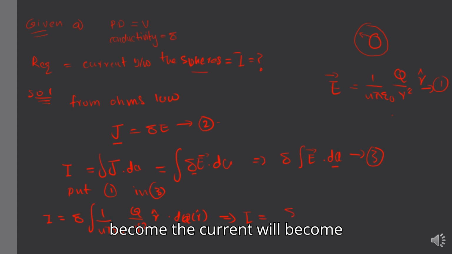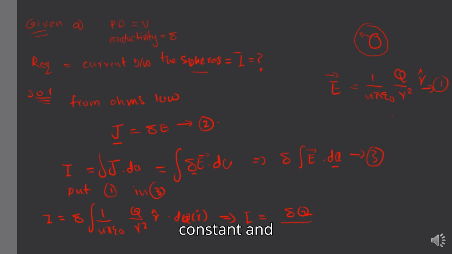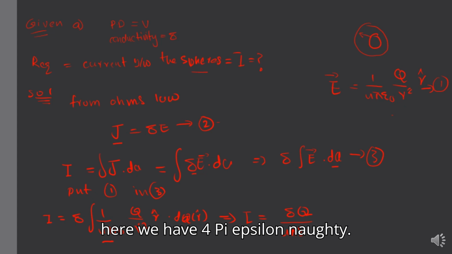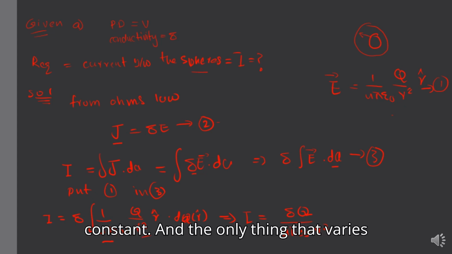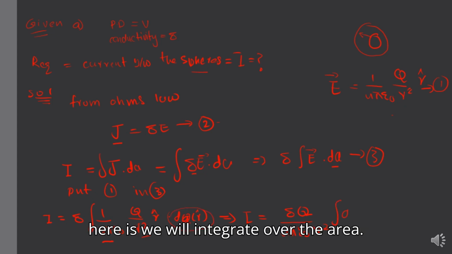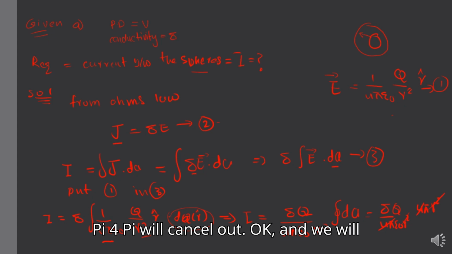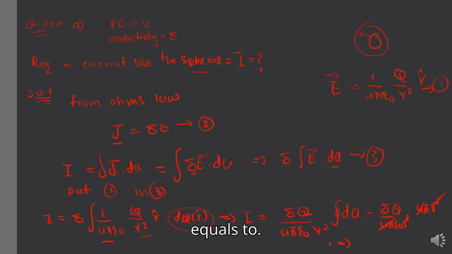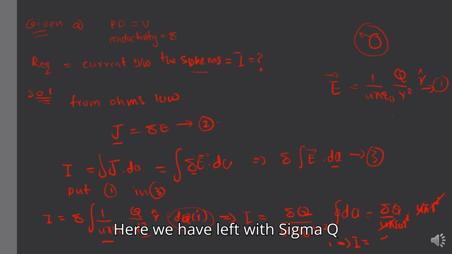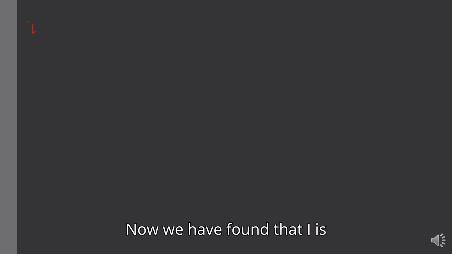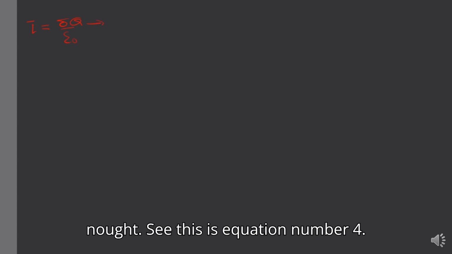So the current becomes sigma times q, which is also constant, divided by 4 pi epsilon naught r squared, and the only thing that varies is the area, so we integrate over dA, a closed integral. What is the area of a sphere? The area of a sphere is 4 pi r squared. So r squared and 4 pi cancel out, and we are left with I equals sigma q divided by epsilon naught. Now we have found that I is equal to sigma times q divided by epsilon naught. Say this is equation number 4.